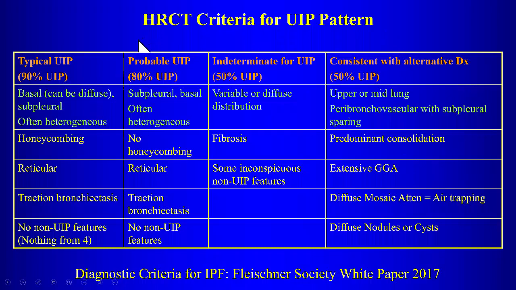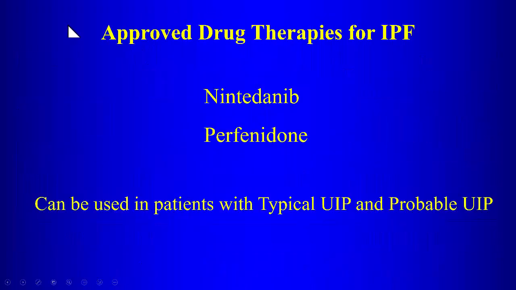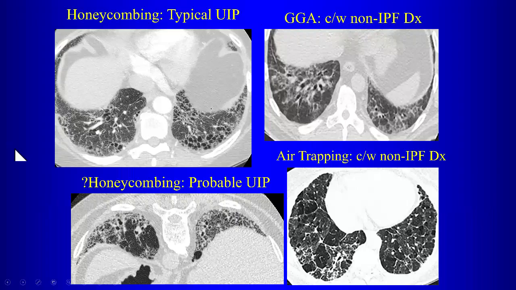If we think it's UIP, we want to come down on that because then the patient will not require a lung biopsy for treatment. There are these drugs that are used, approved therapies for idiopathic pulmonary fibrosis. And if we say that the findings are typical or probable for UIP, then the patient can undergo therapy for idiopathic pulmonary fibrosis without undergoing lung biopsy.